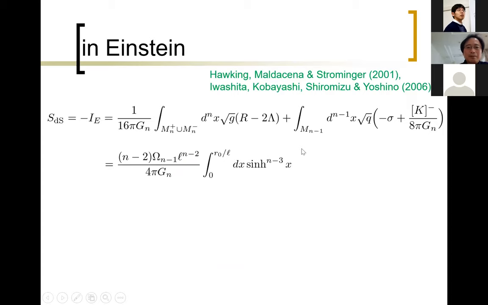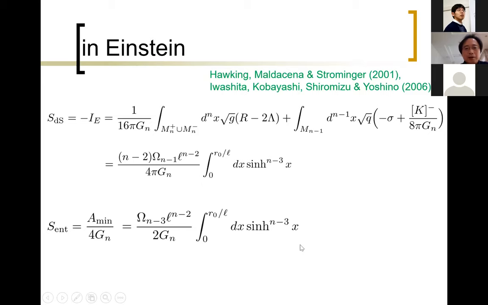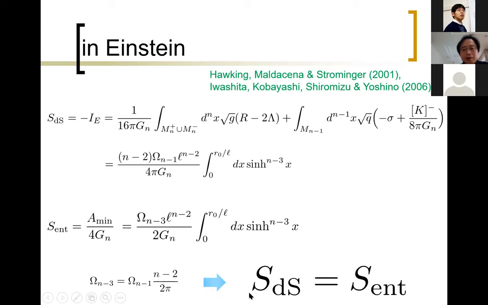On the other hand, from the formula for the holographic entanglement entropy, we have this one. Since this is the area of an n minus one dimensional sphere, this is the area of an n minus three dimensional sphere. So there is a relation between them given by this. Using this, we can see the entropy coincides with the holographic entanglement entropy.